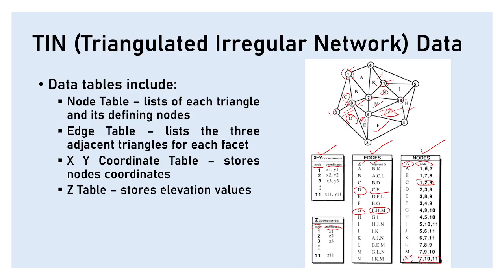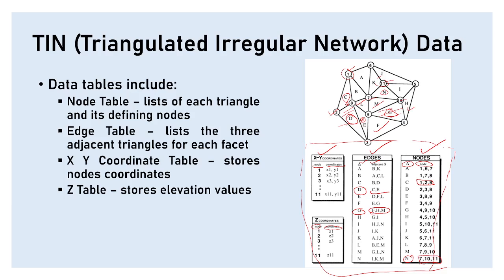Similarly, z coordinates also. For the first node it is z1, second is z2, and when you get to the 11th node it is z11. So all this tabular information will be given for a triangulated irregular network data set.